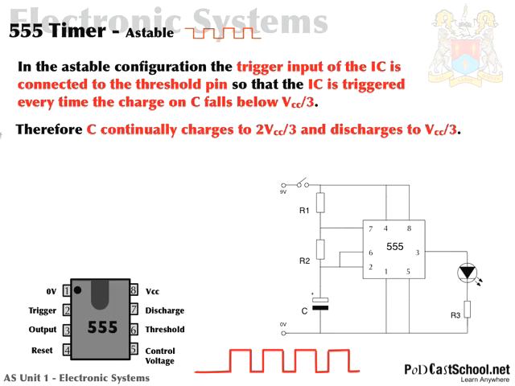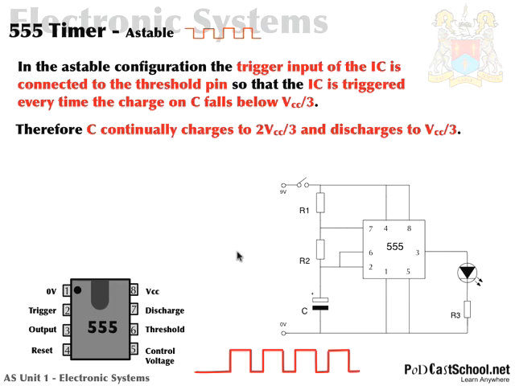I've said there that therefore C continually charges to 2/3 of the supply voltage and discharges to 1/3. Remember, whenever this circuit is first switched on, the capacitor won't be charged. Therefore, the voltage across C will be less than 1/3 of the supply voltage. So in other words, the circuit is immediately triggered. And remember what happens when it's triggered: the threshold shows a high input impedance, so the capacitor begins to charge.